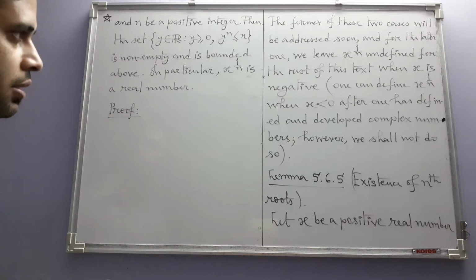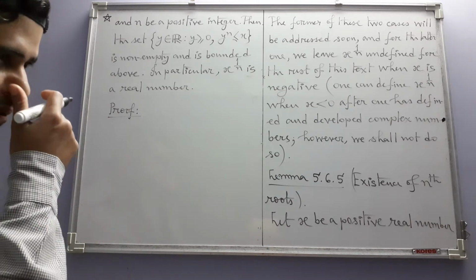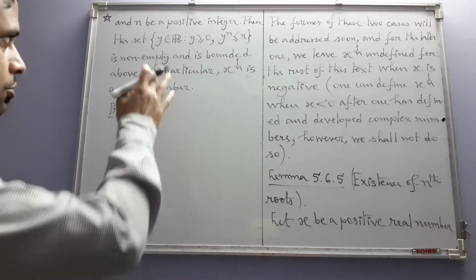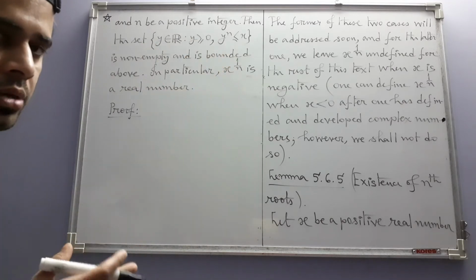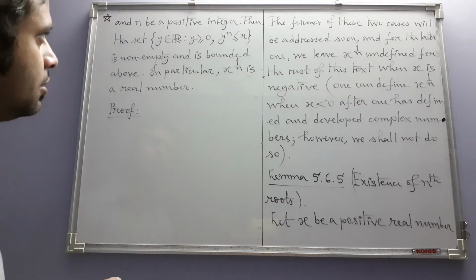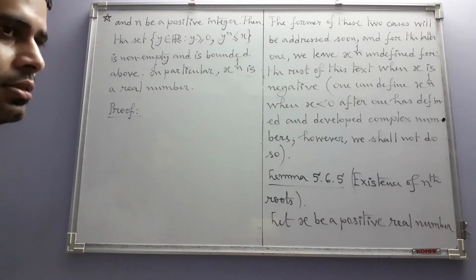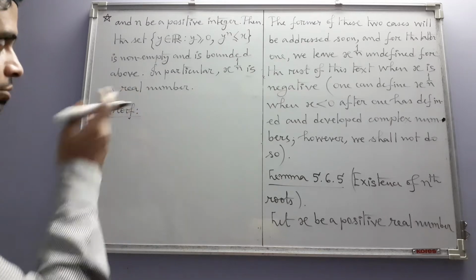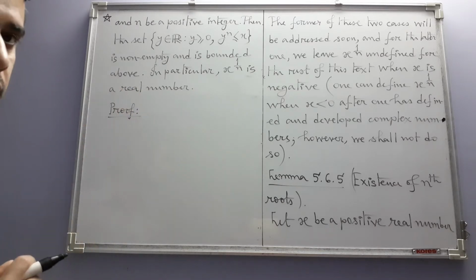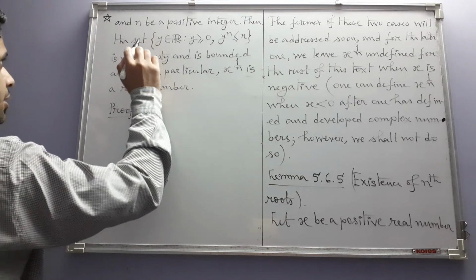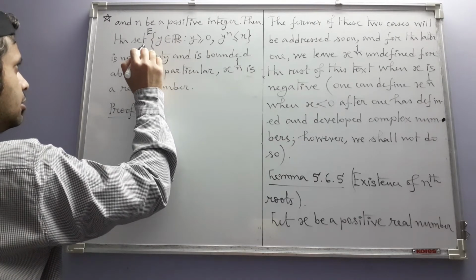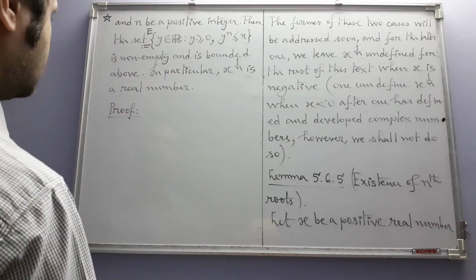The proof will be divided into two parts. The part where we show that this set has an upper bound will be divided into two parts based on whether x is less than or equal to 1 or greater than 1. But we can show very easily that this set is non-empty. Oh, I forgot, this set has been given a name also. It's called E. E is defined to be equal to this set.